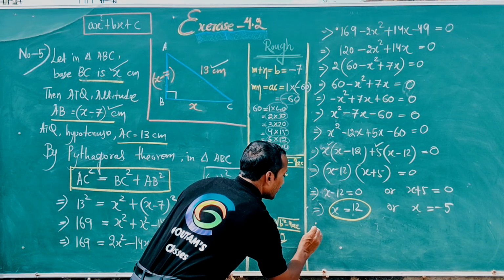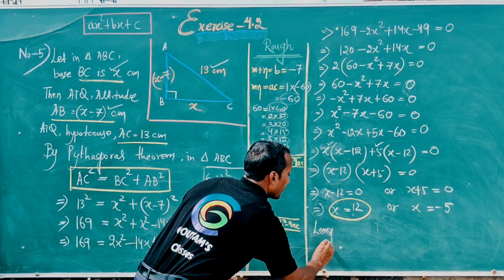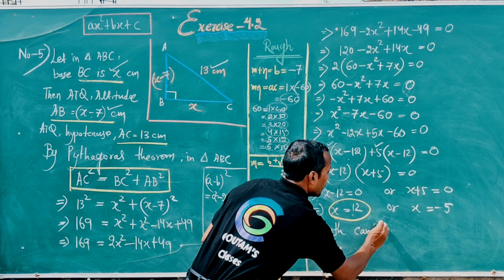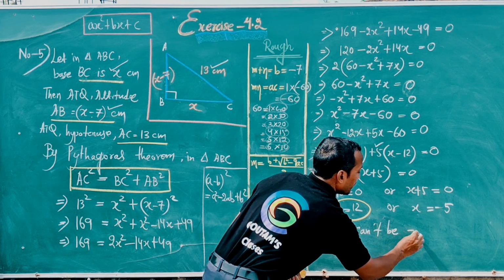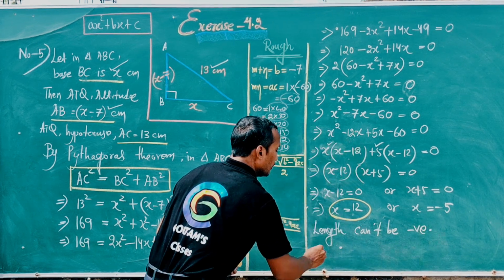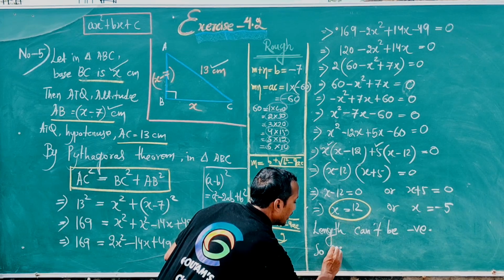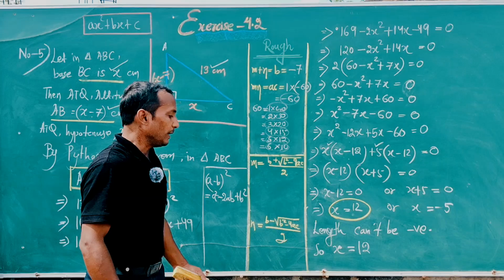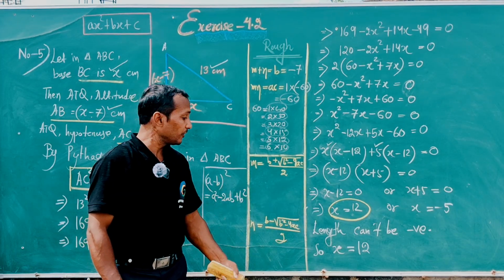So we will mention that length can't be negative. So that's why we will have x is equal to 12 as our value. All right. So the value of x is 12.